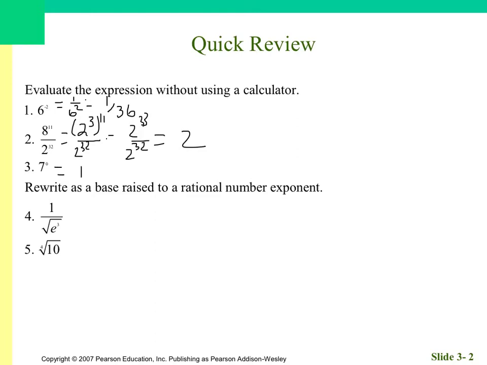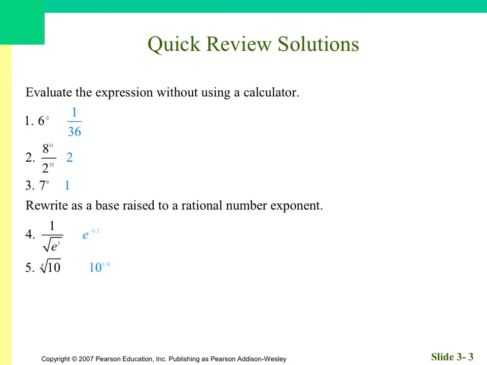So it says rewrite as a base raised to a rational number exponent. Remember, rational number: any number that can be written as the division of two integers. So the first thing I can do here is say 1 over e to the 3 halves. Well, I want to move it up, so I go e to the negative 3 halves. That's 10 to the 1/4. There we go.